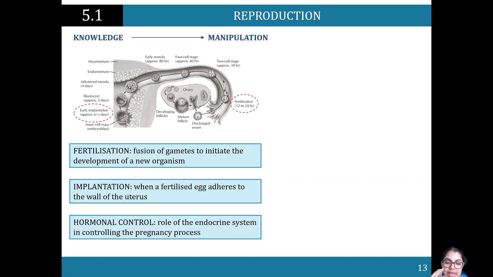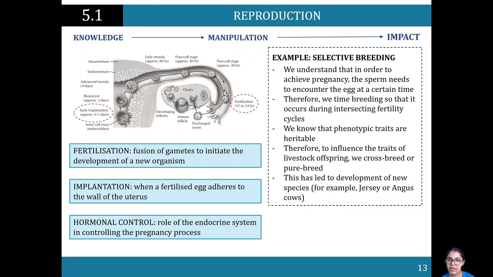So this is where this information comes into use. We essentially use this knowledge of fertilization, implantation, and the role of hormones in this whole process, and the significance of these hormones, to then manipulate this process. And by manipulating this process, it can essentially lead to desired outcomes that we want, and that can have a huge social and economical impact as well. This is used in a process called selective breeding, where we essentially apply this knowledge.